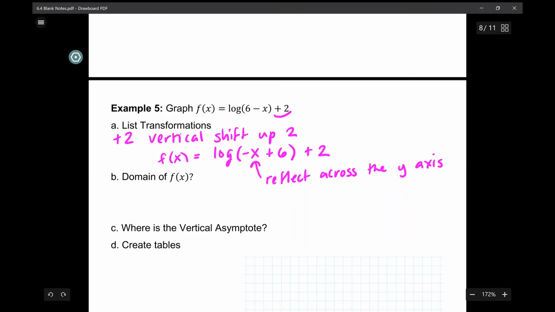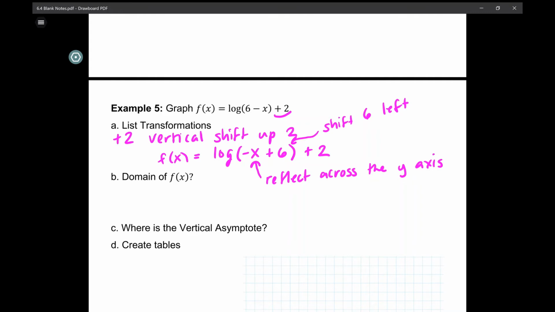So a reflection across the y-axis, and then we're going to shift 6 to the left, right? Because it's plus 6, so shift 6 to the left. All right, what's the domain of f of x?